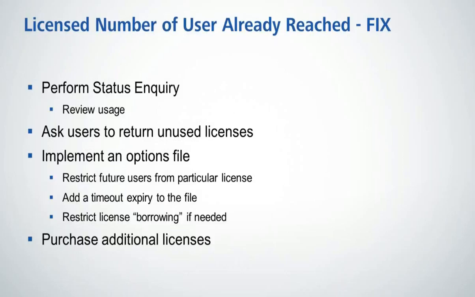You can also add a timeout expiration to the file. So if somebody has a license open for a period of time and they're not using it, you can have the system try to reclaim that license while they're not using it. And you can also restrict usage borrowing. I avoided talking about borrowing to any extent here, but basically if you're running out of licenses because people are borrowing licenses, they are manually checking out licenses for a period of time. You can restrict them from doing that. You can prevent them from doing it if you need to, if you're running out of license.